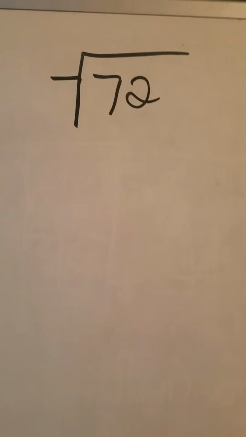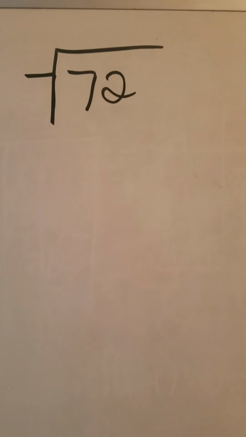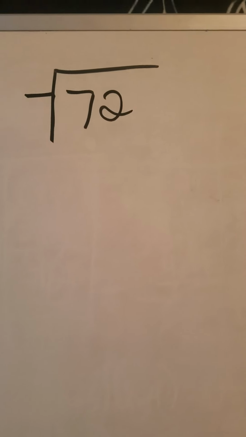Alright, so if you don't have a piece of paper out, go ahead and get a piece of paper out. What we're going to do on this video is talk about simplifying radicals. We're going to start with the square root of 72.